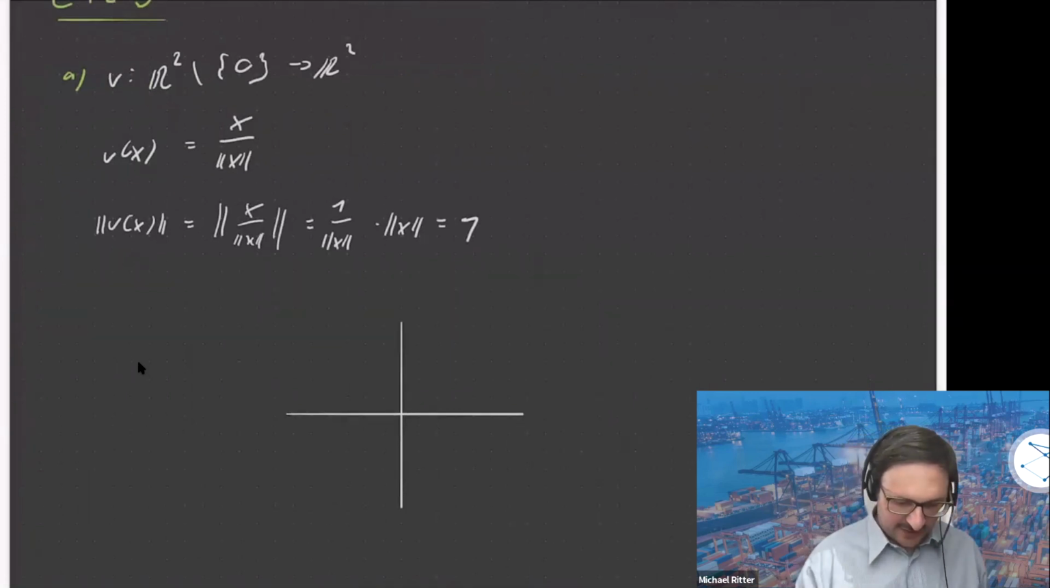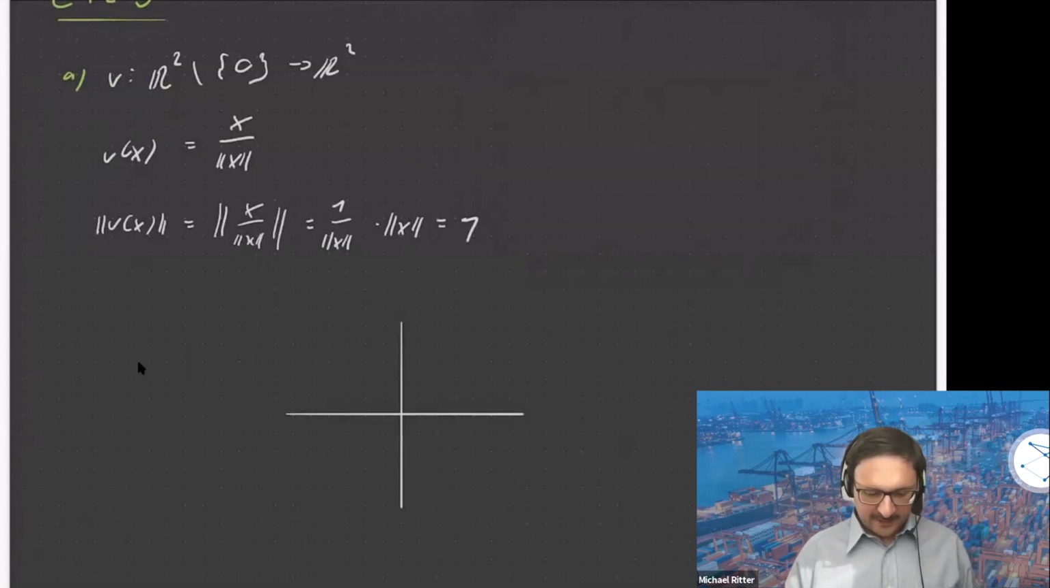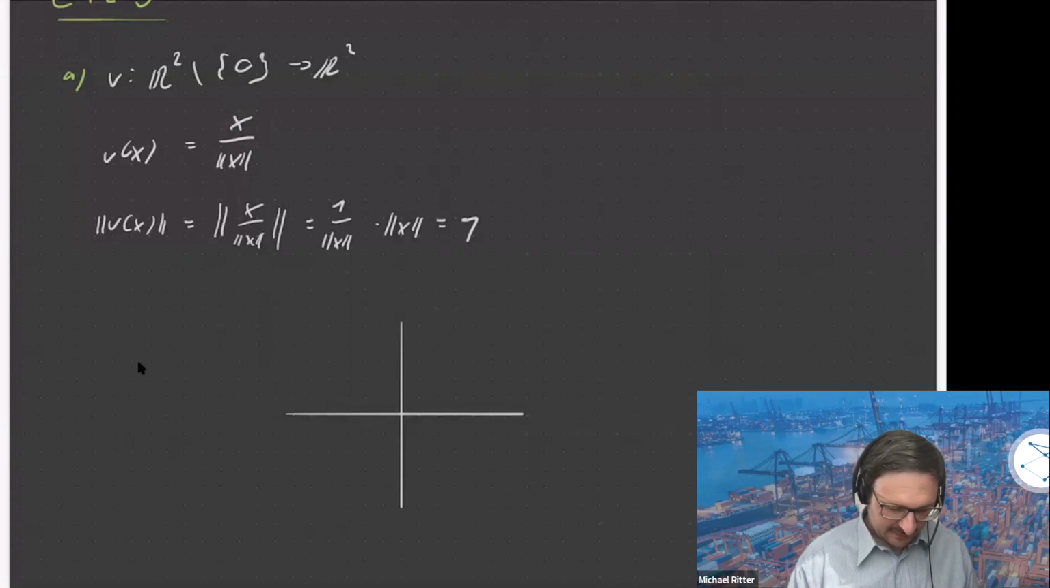So if that is our plane here, it's not defined at 0, but everywhere else it is defined. And everywhere else it just points in the direction of x itself, right? So this is the direction, and the length is always 1. The direction of a point is the connection from the origin to that point, to be more precise. So what we get is, for example, the direction of that point is this one here. And we have to attach that vector to this point. So this is the vector field at that point.